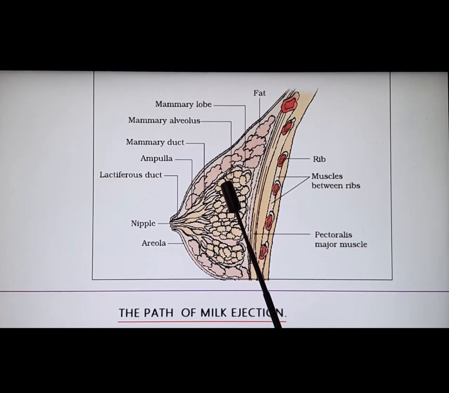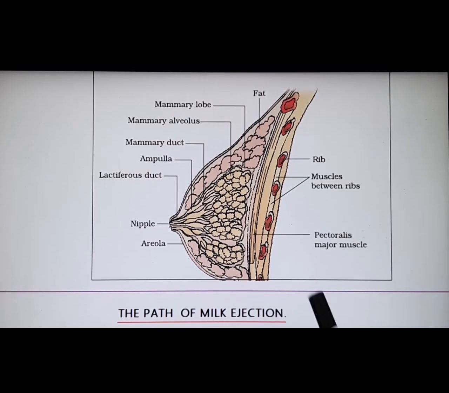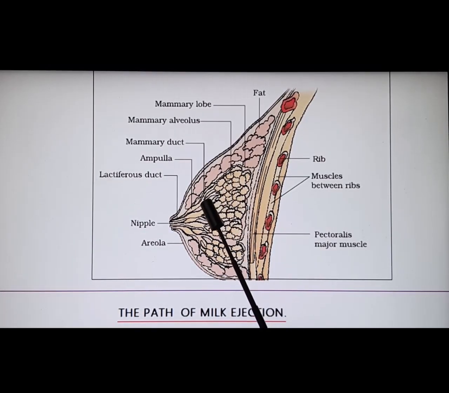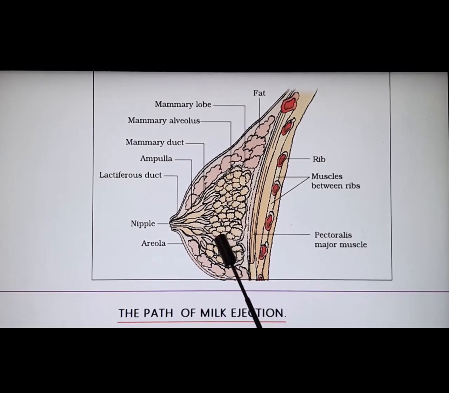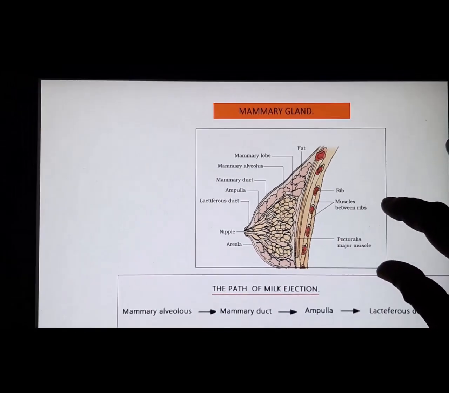The mammary lobes, as you can see here, and 15 to 25 mammary alveoli are present in it. The mammary alveolus is the functional unit where the milk is produced, and it continues to form the mammary duct. From the mammary alveoli of all the mammary lobes, the ducts are forming. That leads to a slightly broad portion of the duct, which is the mammary ampulla. It continues to form the lactiferous duct. The lactiferous duct is opening independently into the nipple. That's about the structure of the mammary gland.